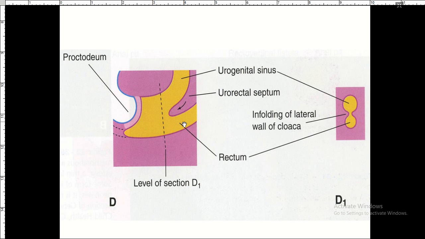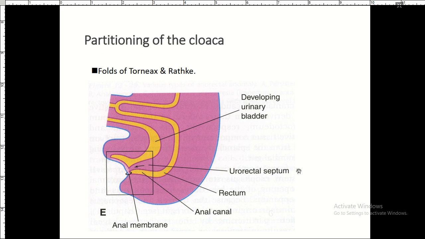Let's see again as we see the urorectal septum growing. Good. Now it is completely grown and it is fused with the cloacal membrane. Take note of this. When the urorectal septum fuses with the cloacal membrane, in the adult it forms what is called the perineal body.